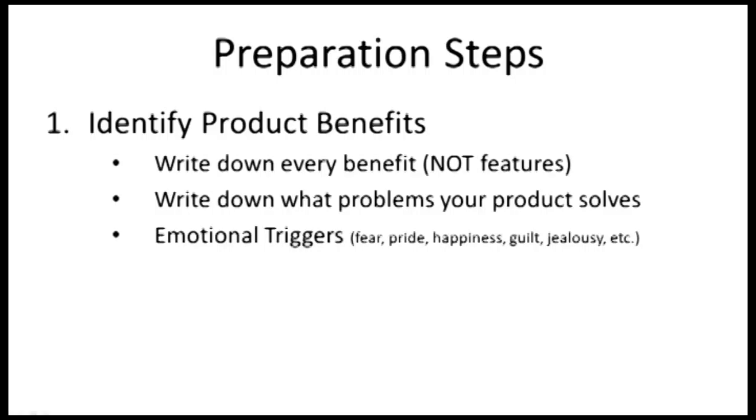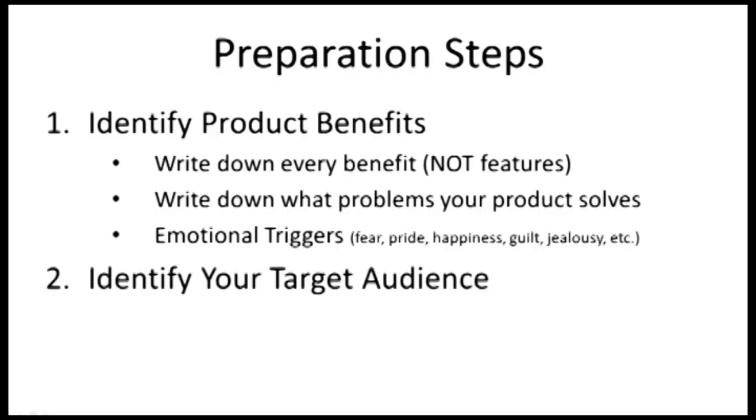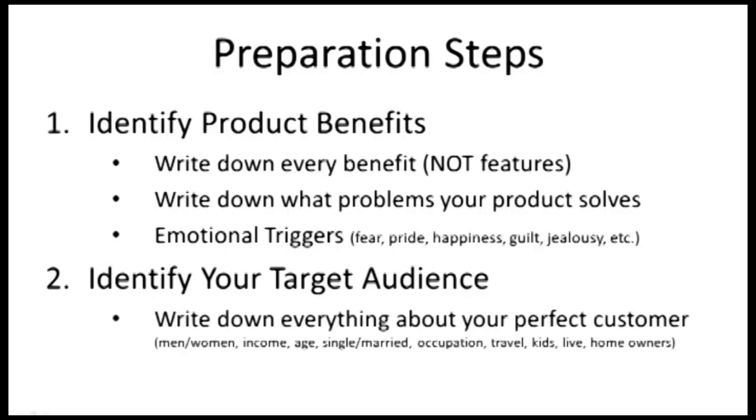So identify your product benefits and what emotional triggers and what problems that product solves. Write down every single one of those you can think of. Then step 2 is you need to identify your target audience. I want you to write down everything you can think of about your perfect customer.